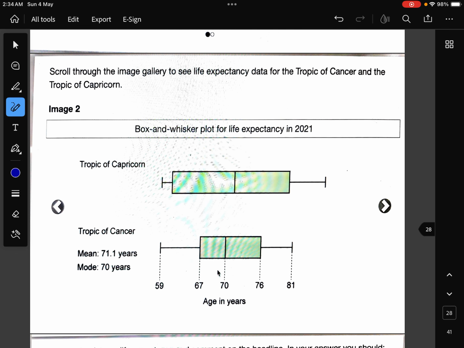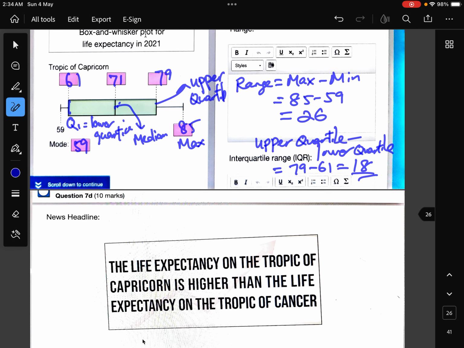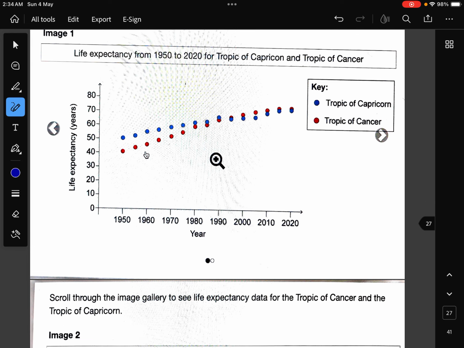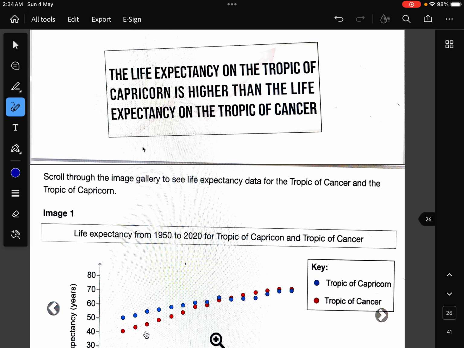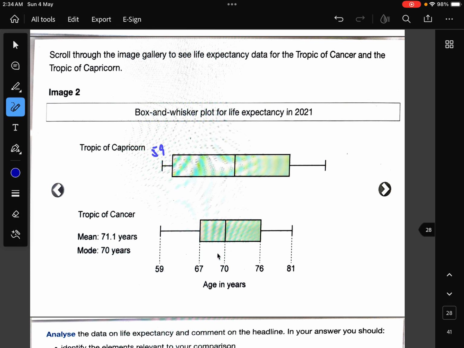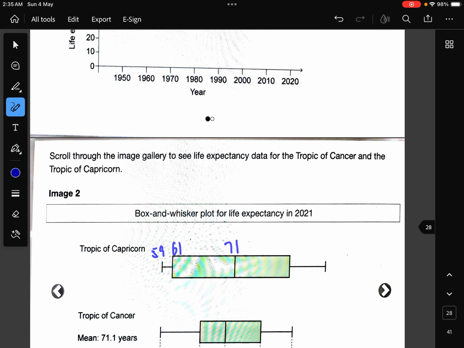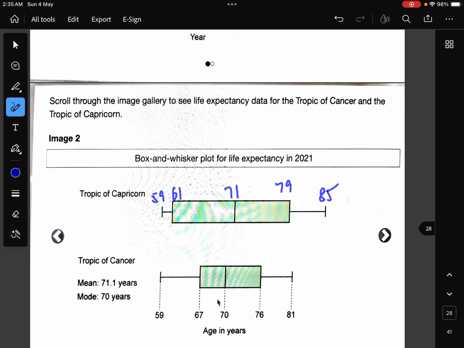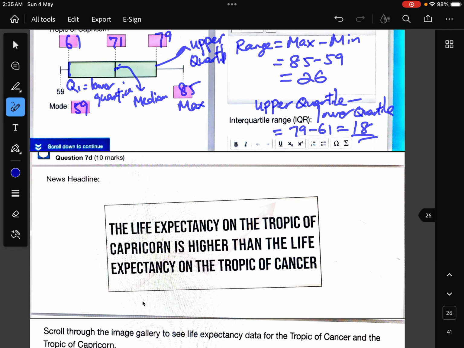Then we got image 2 that's given to you as well, which is the box and whisker plot for life expectancy in 2021. So we obviously just found out the values for the Tropic of Capricorn. So I'm going to put these numbers here so that we can actually see the comparisons better. So this was 59, that was 61, 71. Okay, I'm going to put the numbers in, 61, 71, then we have 79 and 85, and this will be 85. Okay, I'm going to put the mode here that we just found out. I believe the mode was 59.